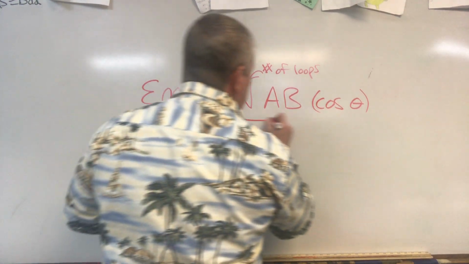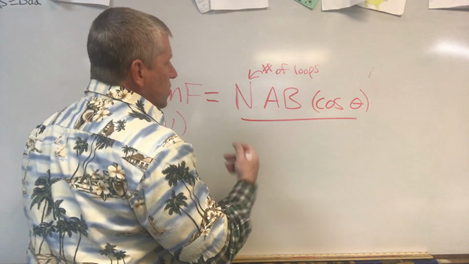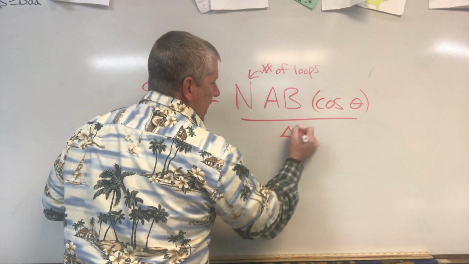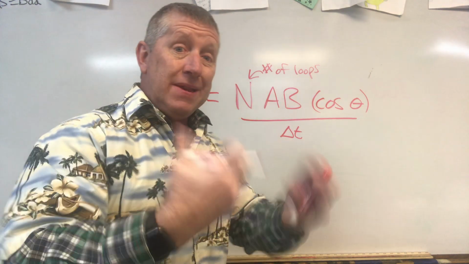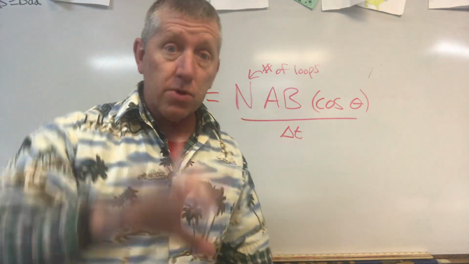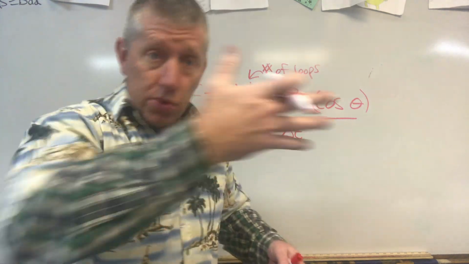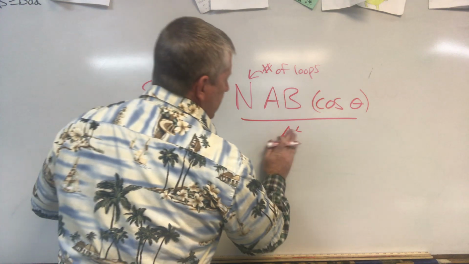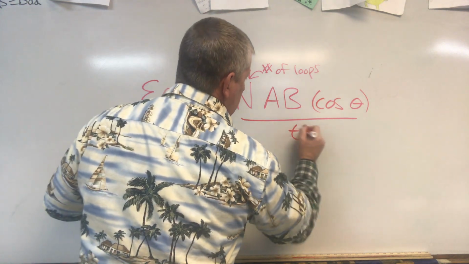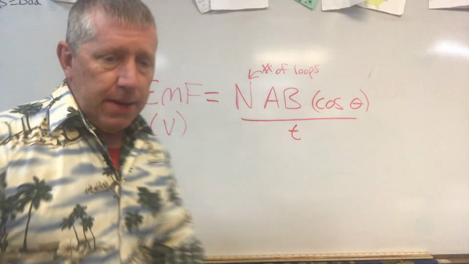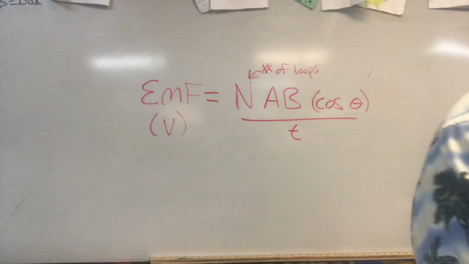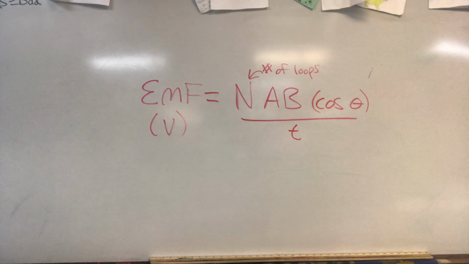And then your change in time. You'll see this written as change in time, how long it takes for the event to happen. Things don't happen instantaneously. Things don't rotate instantaneously or move in and out of a field instantaneously. It takes some time to do that. I'll usually just write it as T.